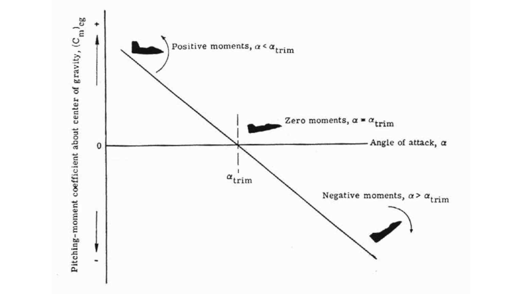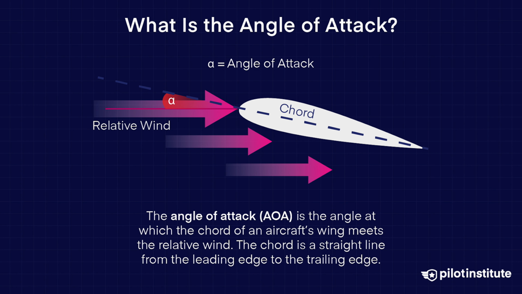There's one key diagram that makes all of this fit together, the pitching moment versus angle of attack curve. We'll use this to explain exactly what trim is doing and how it relates to the angle of attack. Before looking at it, a couple of definitions. The chord line is an imaginary straight line drawn from the leading edge of the wing to the trailing edge. You can think of it as the wing's geometric baseline.